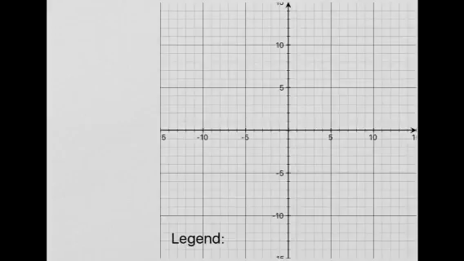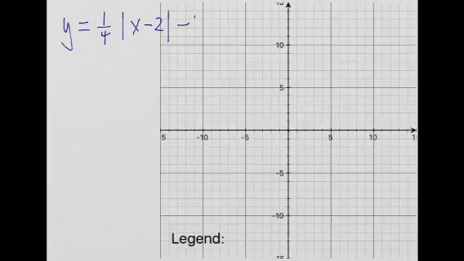Finally, let's graph one of these. So let's graph y equals 1/4 times the absolute value of x minus 2, and let's go minus 5 from that one. So again, I'm going to start thinking, what's my parent? I see my absolute value right in there, so I know my parent is just y equals the absolute value of x.